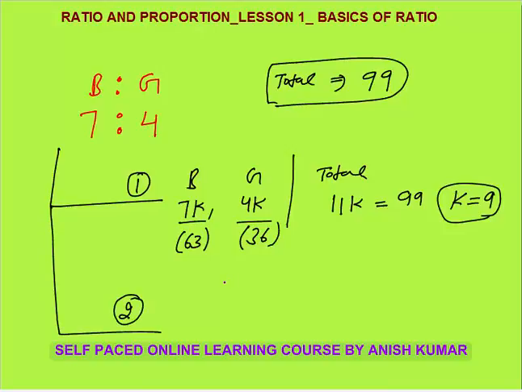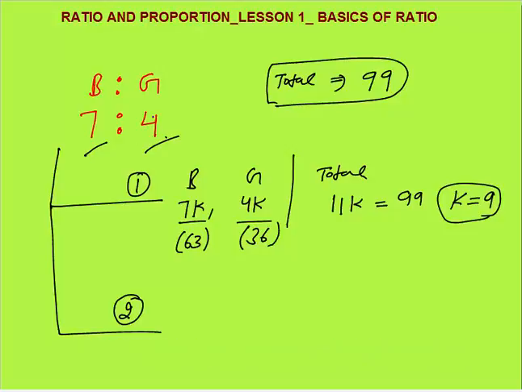That is called the parts method. See, boys and girls are in the ratio 7:4. We can simply say that 7 parts are boys and 4 parts are girls. Again I am repeating, 7 parts are boys and 4 parts are girls.